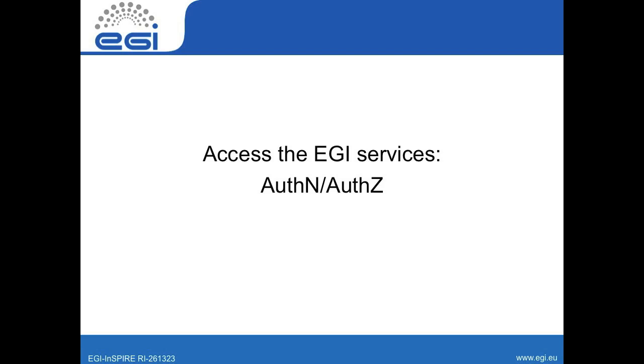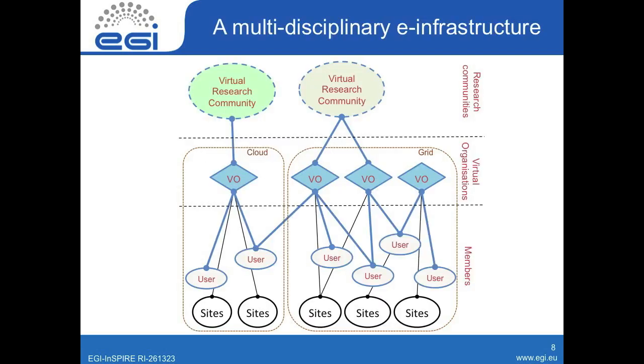Now I would like to spend a few minutes describing how authorization and authentication are handled in the EGI infrastructure. So EGI is a multidisciplinary infrastructure. That means that the same resources are shared among different research communities. Research communities access the infrastructure by grouping their users in virtual organizations.